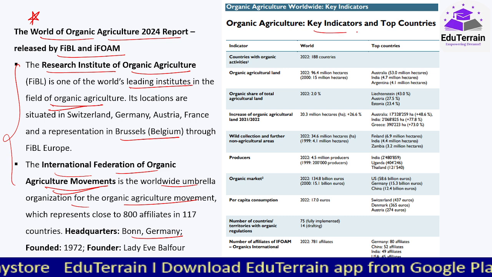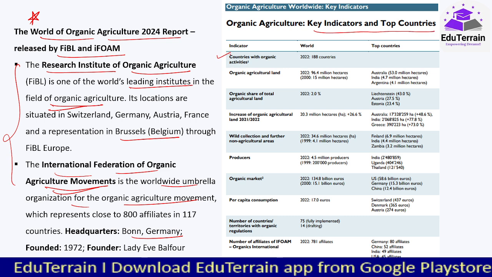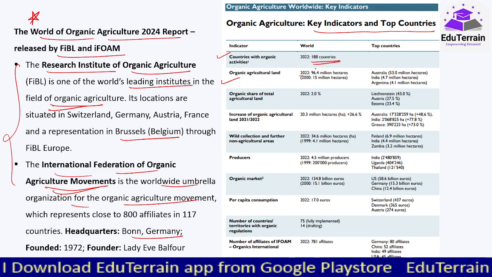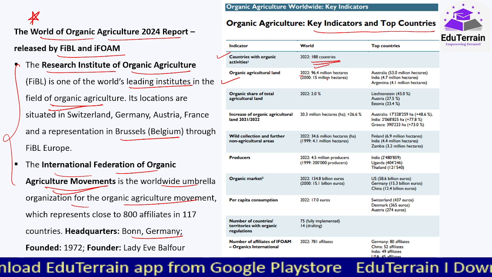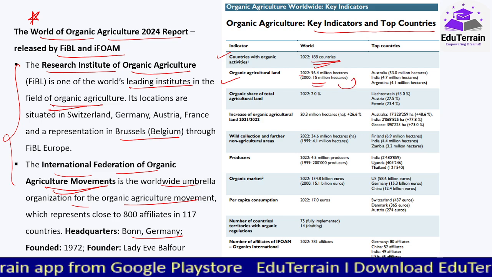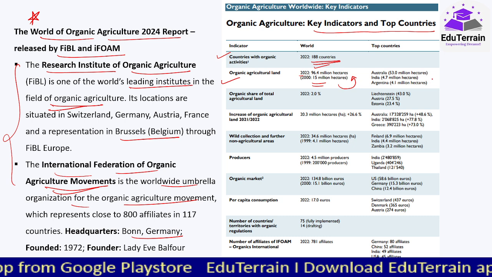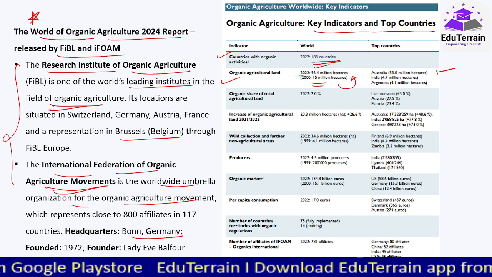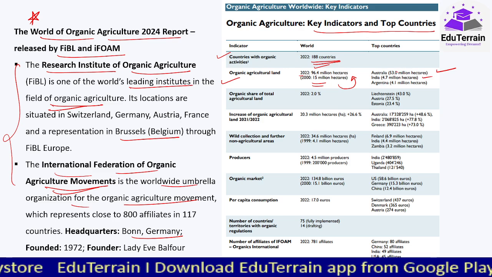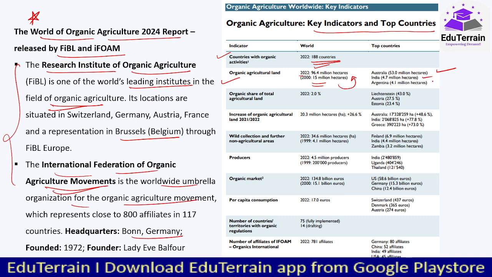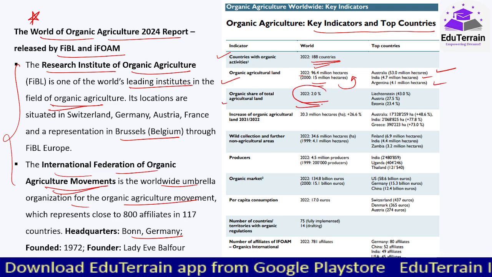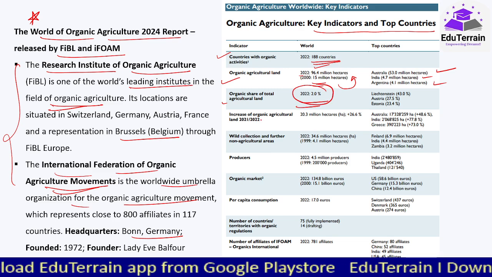As you can see here, these are the key indicators in the top countries. Countries with organic activities, 188 countries. Organic agriculture land 2022 के हिसाब से it is 96.4 million hectares. वही 2000 में था 15 million hectares. वहाँ से 22 years में we have travelled so far. Okay, and Australia has the highest area under organic farming with 53 million hectares. इंडिया का 4.7 million hectares, nowhere close देखा जाए तो. अर्जेंटीना का 4.1. Organic share of total agriculture land is just 2% of the world's.